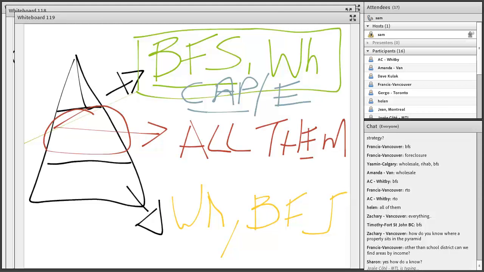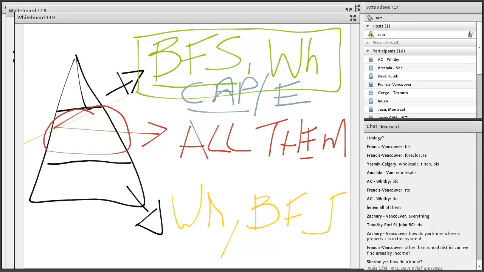A couple of people typing. How do we know where the property sits in the pyramid? Great, Zachary. Other than school districts, can we find areas by income? You can. There's lots of research on the internet for incomes of an area.